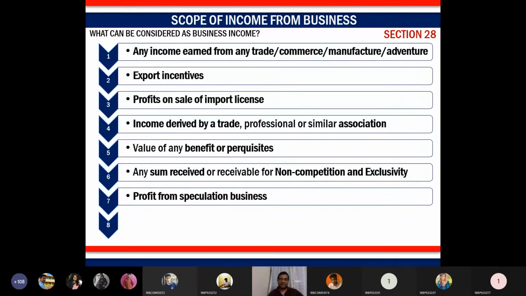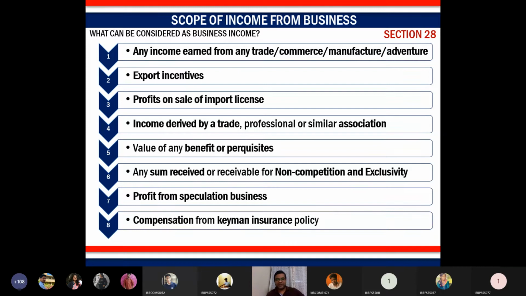And finally, you have Keyman Insurance compensation. Every company, especially big corporates and big enterprises, and even small companies, depends for its growth, performance, and success on the quality and the ability of its leadership. A committed leader with his expertise, diligence, and experience can take the company in a different direction, make it reach greater heights, and make it stand apart in the competition, right?